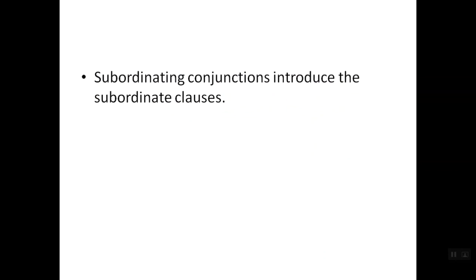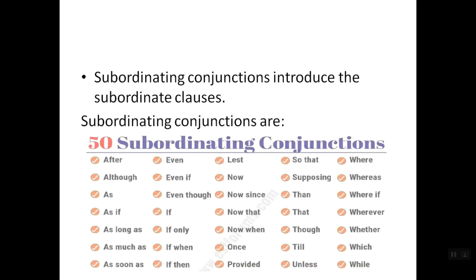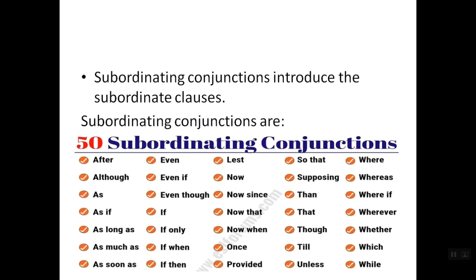What are the subordinating conjunctions? You have to know that the subordinating conjunctions introduce the subordinate clauses. So how can you say that this clause is subordinate or not? Okay, you have to find the subordinating conjunction. We have 50 of them here: after, although, as if, as long as, as much as, as soon as, even if, even though, if only, if when, if then, plus now since, now that, now when, and so on till the end. So study them well, please.